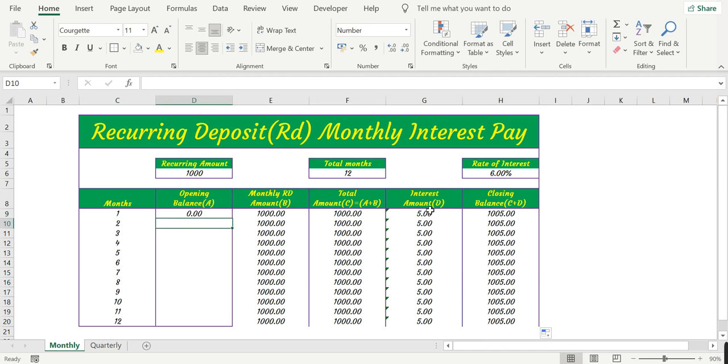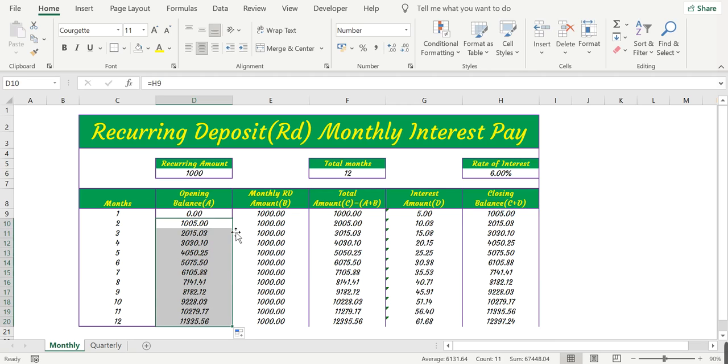Now the opening balance will be the closing balance of the previous one, is equal to, let's give the reference. And now extend the formula. Here you go.